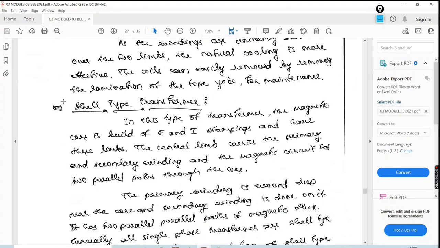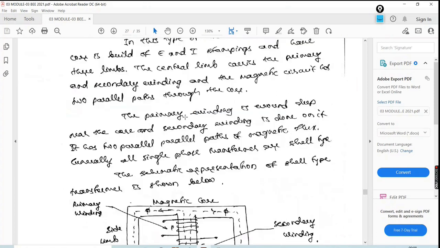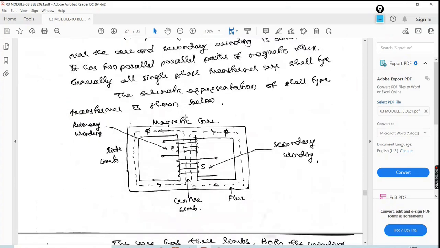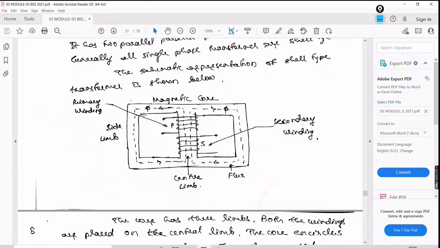Then with respect to the shell type transformer, instead of the winding, the core itself will cover the winding. Here the center limb will be there. The center limb will carry the winding, the primary as well as the secondary. Then either side of the windings will be covered by the core. This type of transformer is called a shell type of transformer. Whatever we have in our laboratory is a shell type of transformer.